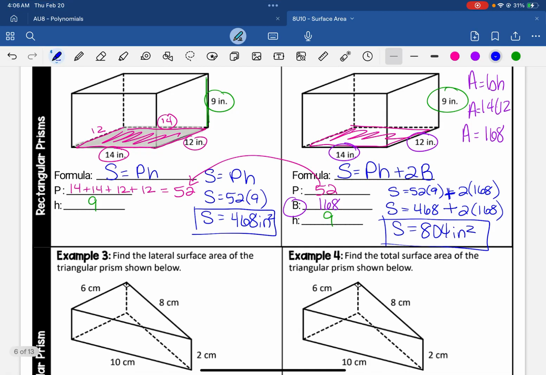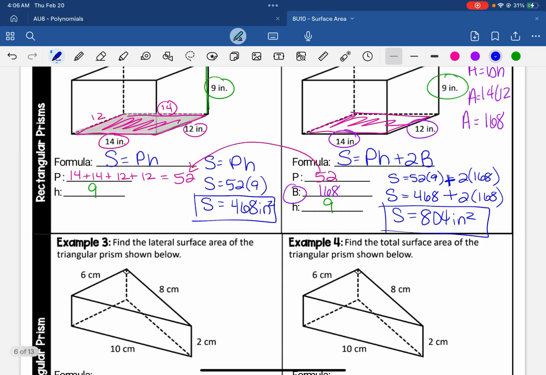All right, when you see figures like below, which are triangular prisms, you're going to be following the same process. The only difference will be that because your bases are triangles, when you are finding capital B, you are going to be calculating the area of a triangle.